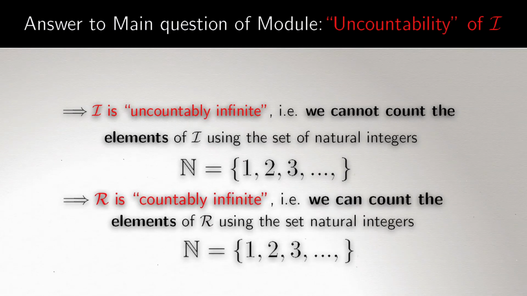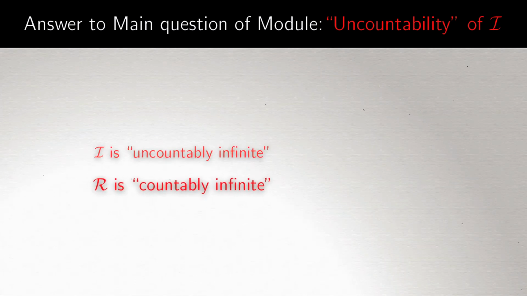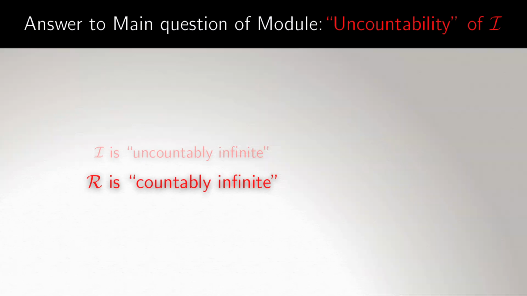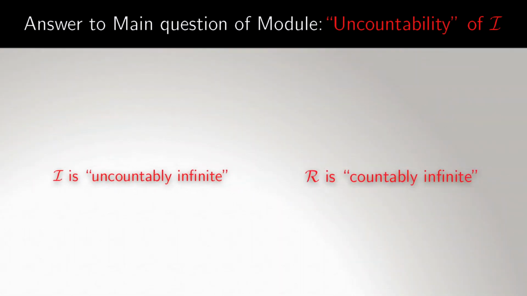So what we have concluded now is that we have two infinities, one for the set of rational numbers, which is countable, and one infinity for the set of irrational numbers, which is uncountable. And that second infinity is a bigger infinity than the previous one.